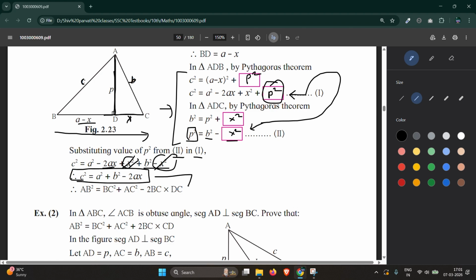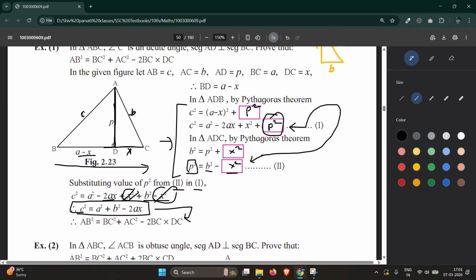And then what we do is we just substitute the names of the line segments back into this. So c squared is the length AB, so we write that back, AB squared. A squared was nothing but BC squared, B squared was nothing but AC squared, and over here 2 times a times x. So 2 times BC times x. What was x? x was nothing but DC. So we just substituted these values back, nothing very complex.